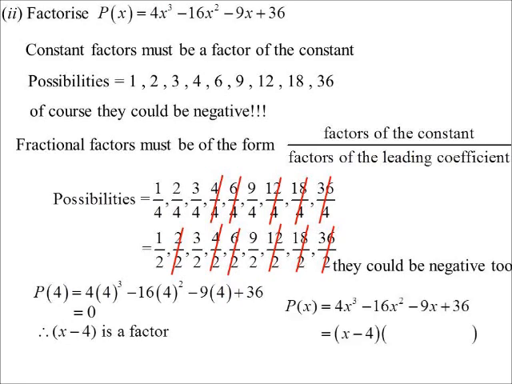Okay, let's try and work out the other factor. Leading coefficient times leading coefficient. So x times something gives me 4x cubed. That's going to be 4x squared. Negative 4 times something gives me 36. That's going to be negative 9.